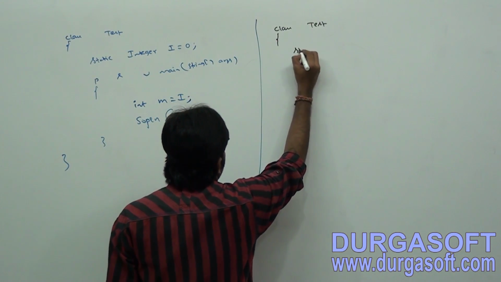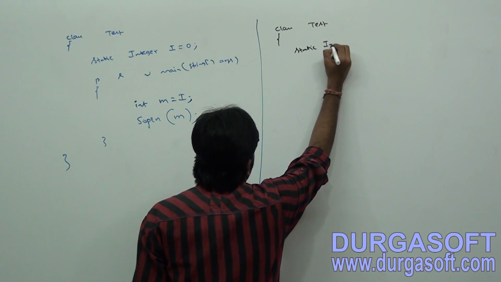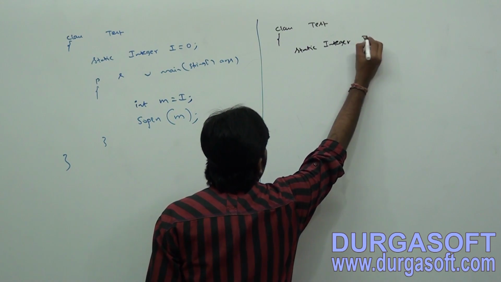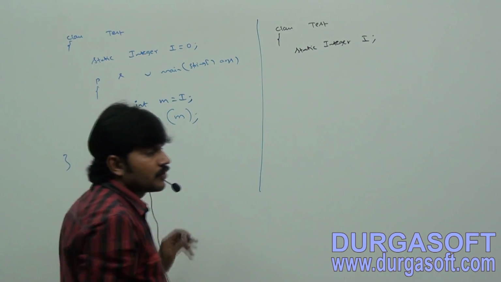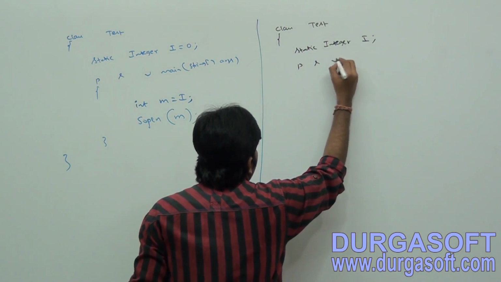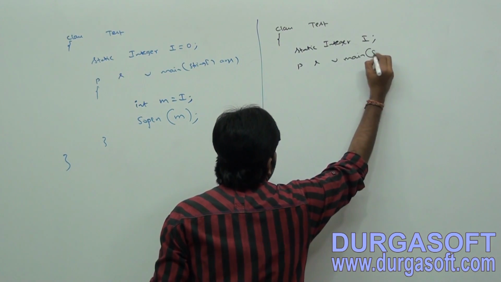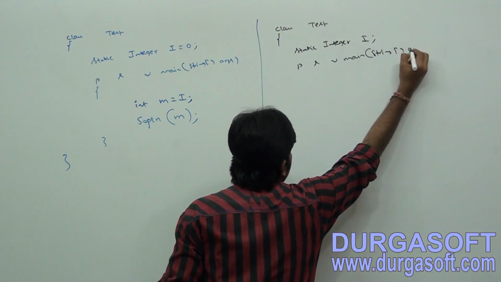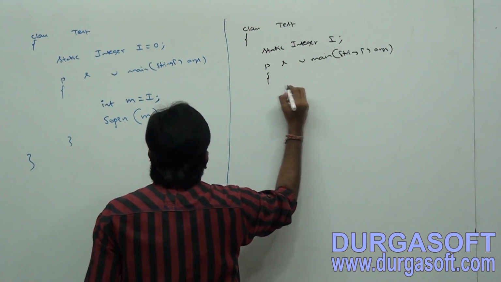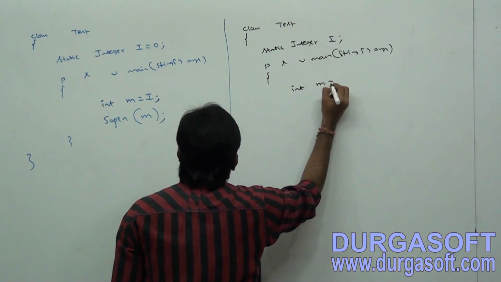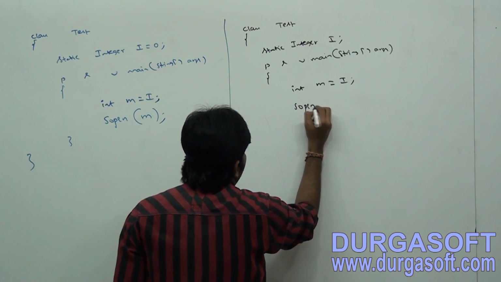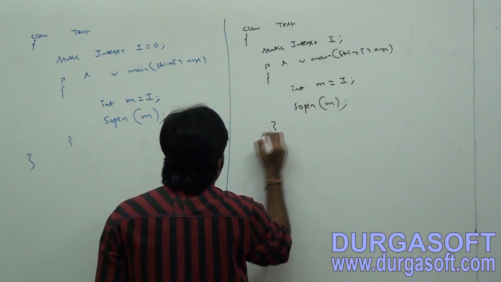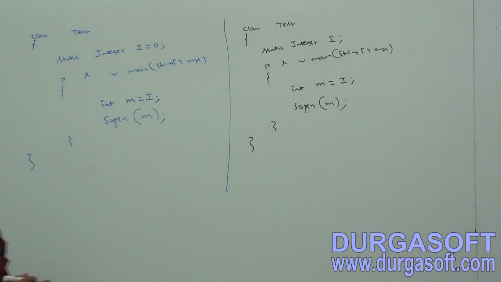Class Test, static Integer I. I am not assigning it with 0. Public static void main, string array args. Int m is equal to I, System.out.println of m.